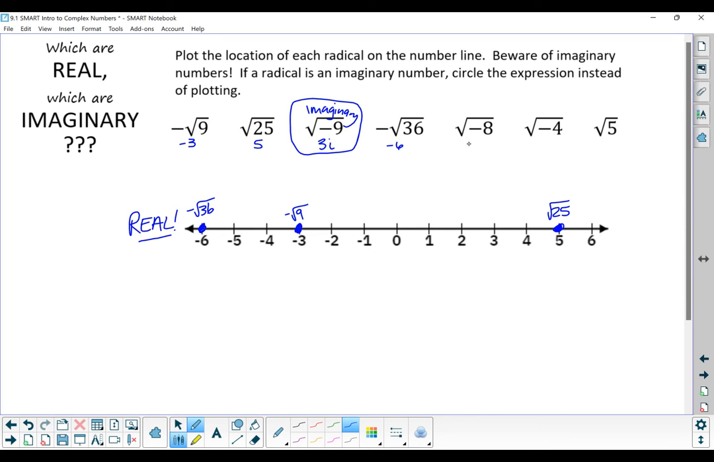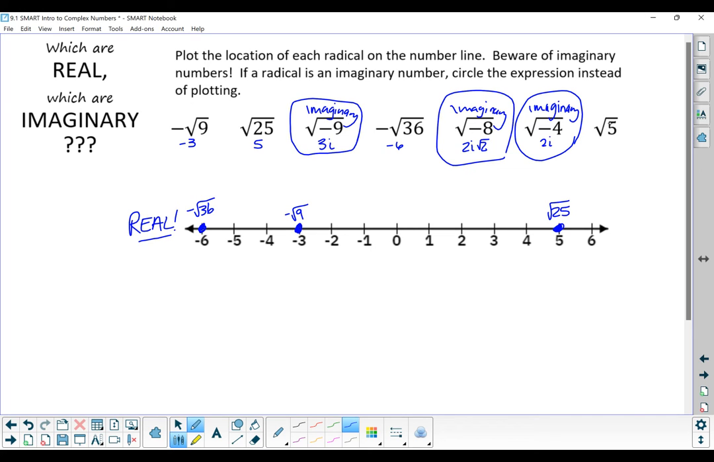And our next one is negative, let's see, the square root of negative 8. Simplified, that would be 2i root 2. That is an imaginary number, and so we cannot plot it. We'll just circle it up. The square root of negative 4, we actually simplified a minute ago. That one is equal to 2i. This is also an imaginary number, so we'll circle that one.